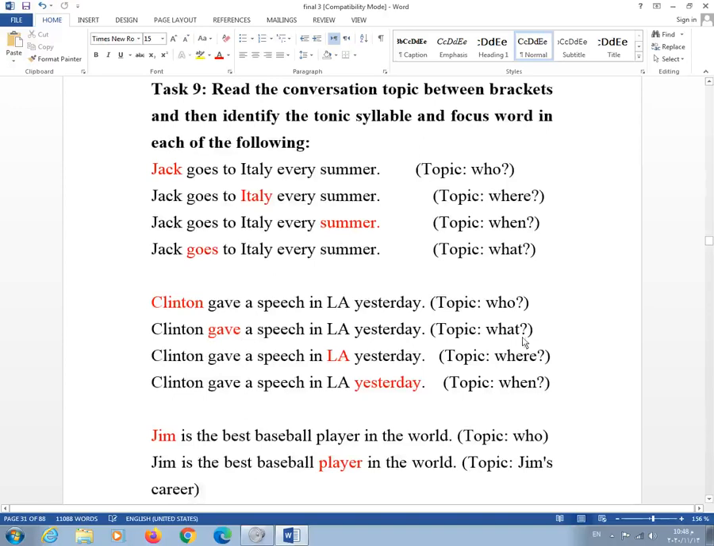Okay. Now let's take another example. Clinton gave a speech in LA. Clinton, okay, is when we talk about who gave a speech. If it is what, Clinton gave a speech in LA yesterday. If it is where, Clinton gave a speech in LA, Los Angeles, yesterday. If it is when, Clinton gave a speech in LA yesterday. Yesterday, make it prominent. And then we use a higher pitch and we make it more prominent and we fall on it, okay?